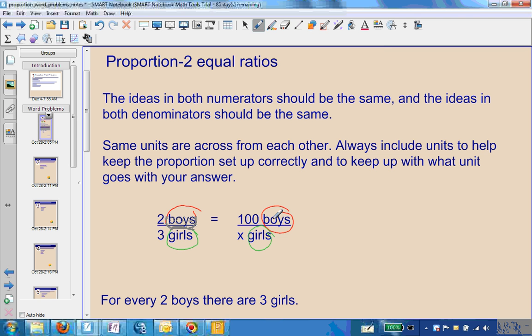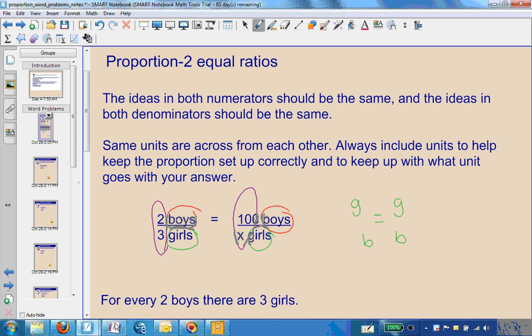I could set it up upside down and have girls across from girls and boys across from boys. That would be okay as well. It doesn't matter since the two fractions are equal to each other. You also want to make sure that you have whatever ratio you're working with on top of each other.